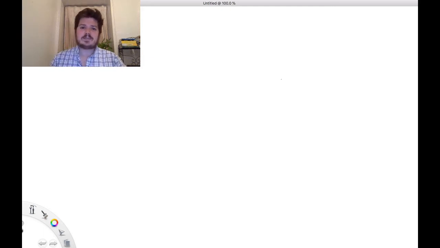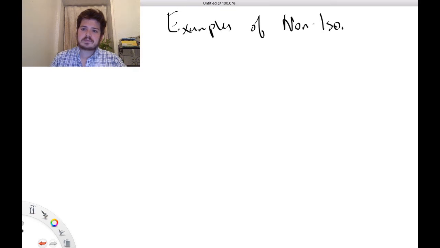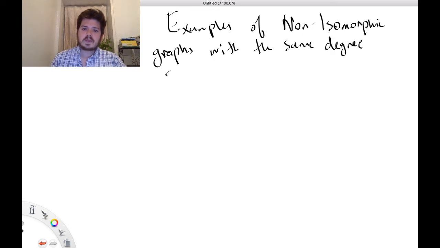And let's do some examples. Examples of non-isomorphic graphs with the same degree sequence. So the first one, I'll do an obvious one.